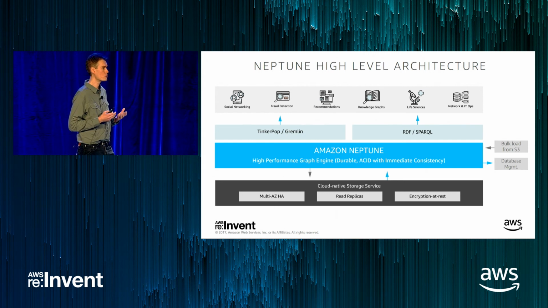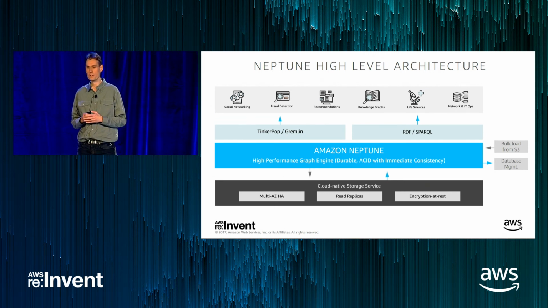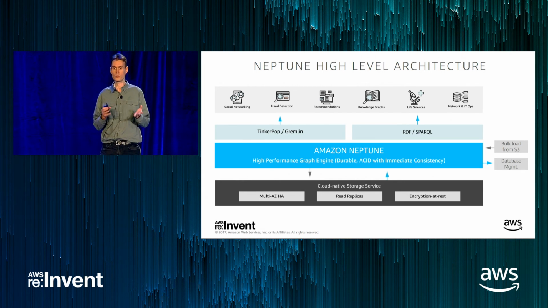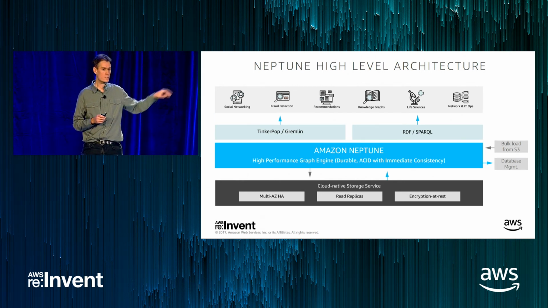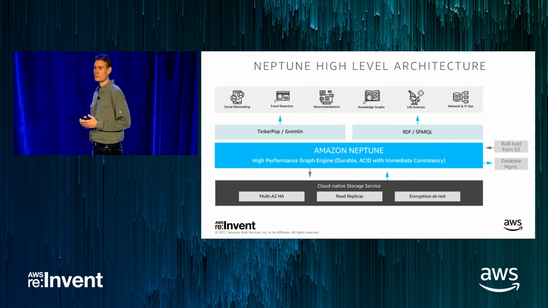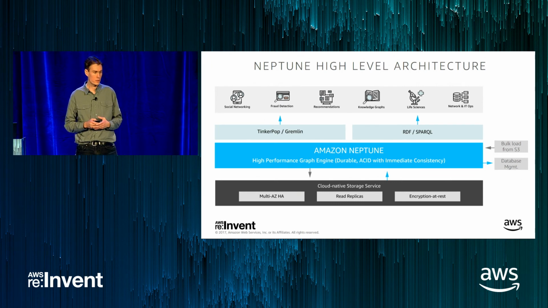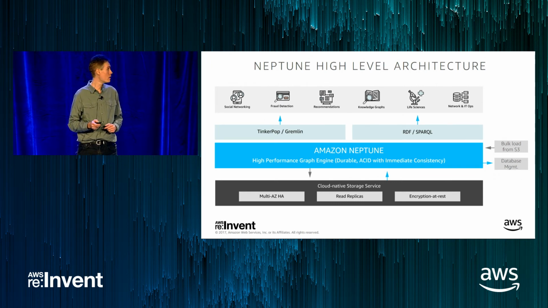Neptune itself at its core is a purpose-built engine that's optimized for graph processing, and it's durable and fully ACID with immediate consistency. And then it sits on top of a cloud-native storage layer. And that's what allows us to give it the enterprise features. So that's cool. Neptune seems nice. I hope you think so.